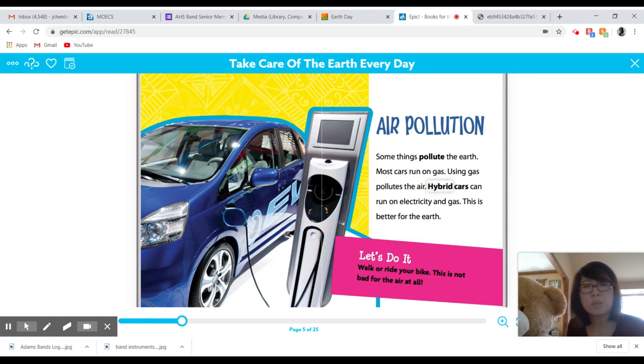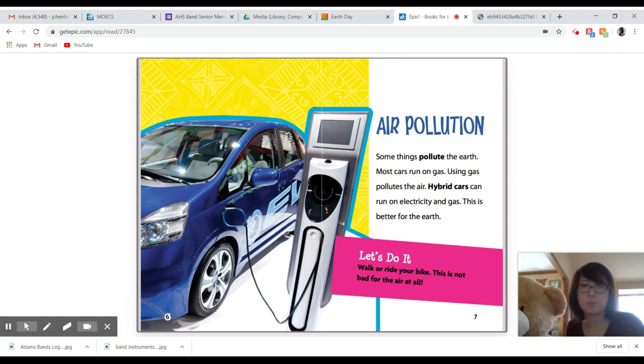And those are the bolded words on the page that signals to us that the author wants us to know more about these words. A lot of times, those are also the words that you're going to find in the glossary in the back of the book. What I love about Epic is that if you don't know what the words pollute or hybrid cars mean, you can actually click on it and Epic will give you the definition. All right, let's go to the next page and see what we're going to learn on the next page.